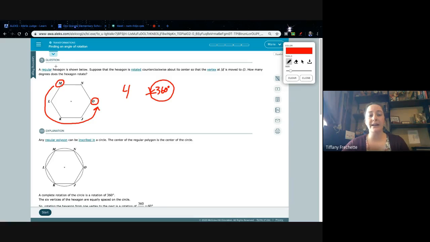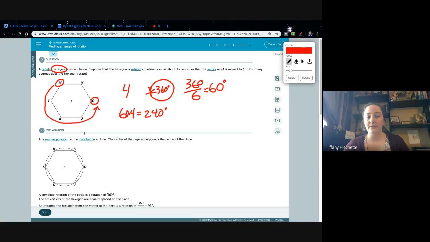So if I have a hexagon, I know that there's 6 different spots. So I have to divide that circle up into 6. So I want to take 360 and divide by 6. And I get 60 degrees. So each rotation means that I rotated 60 degrees. So I just take 60 and I multiply by 4. And I get 240 degrees.